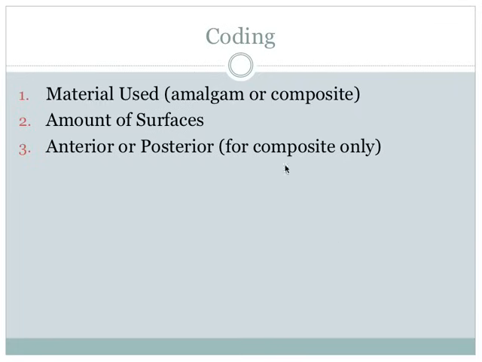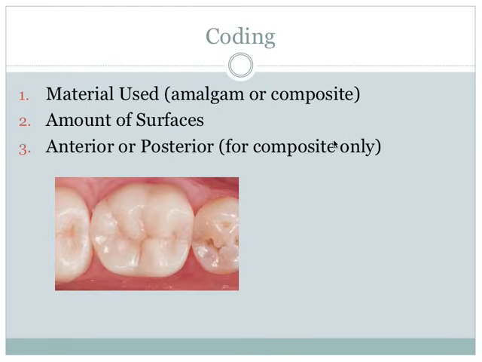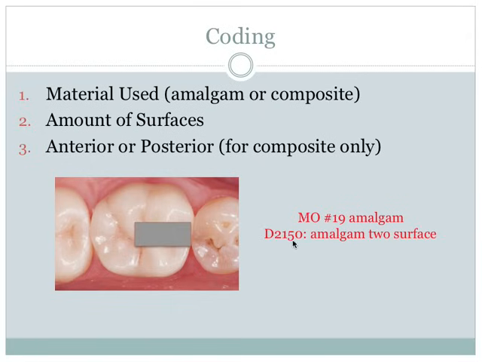But for coding purposes, we don't go by the class 1 through 6. You go by material used, whether you used amalgam or a resin-based composite material, the amount of surfaces that were involved, and if it was an anterior or posterior tooth if you were using composite. So let's say you did a mesial occlusal filling or an MO filling on number 19 and you filled it with amalgam. This would be a D2150. It would be an amalgam 2-surface restoration, and you'd code it as such.